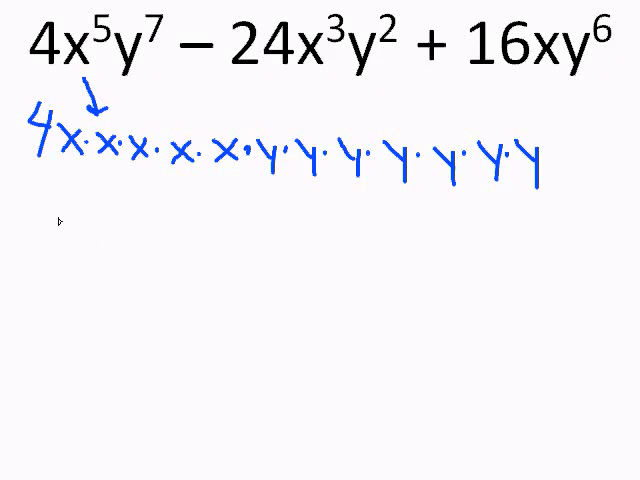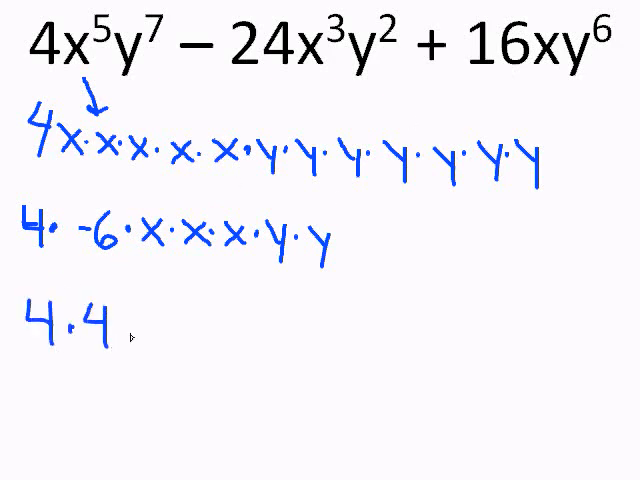I've listed all of the factors of the first term. Now let's look at the second term, negative 24 x to the 3rd y squared. Negative 24 can be listed as 4, because I already had a 4 on the other one, times negative 6, x to the 3rd, x, x, x, y squared, y, y. Plus 16x y to the 6th. So 16, I know I've already got a 4 in my other two terms, so I'm going to factor that as 4 and 4. And I have 1 x and 6 y's.